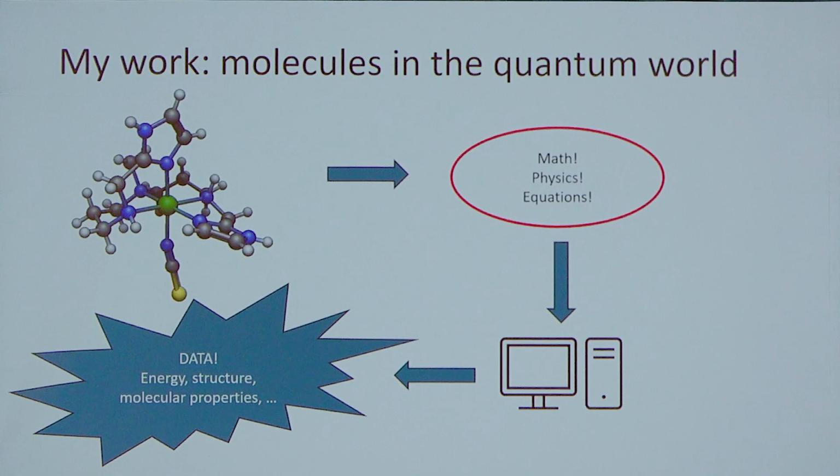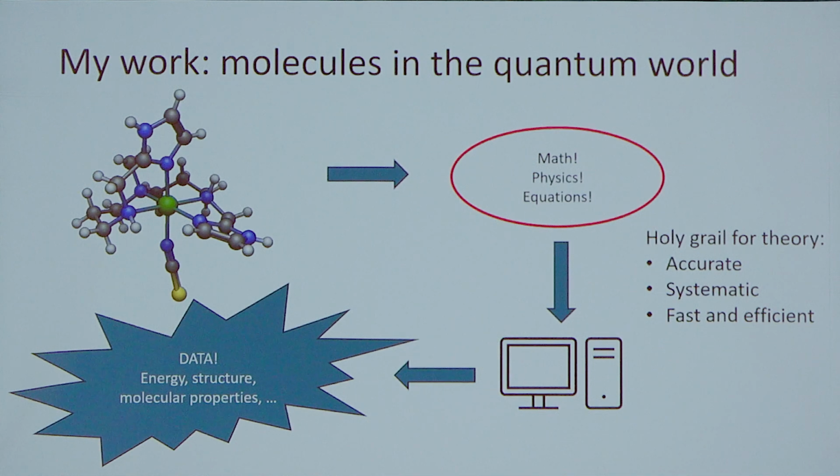So, as a computational chemist, what I do instead is take this molecule and then I design models based on math and physics, derive equations, and write a computer code that can give me the data that I want. So, ideally, these models should be fast, they should be systematic and accurate as well. So let me give you an illustration of one such model that I actually use in my day-to-day research.